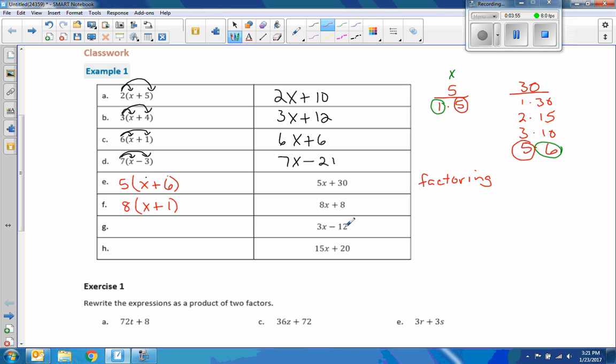Okay, this one's a 3, this is a 12. 3 will go into 12, so 3 goes into 3 and 12, so I factor out a 3. 3x divided by 3 is x. Minus 9s, careful with that sign. 12 divided by 3 is 4. Okay, 15 and 20.